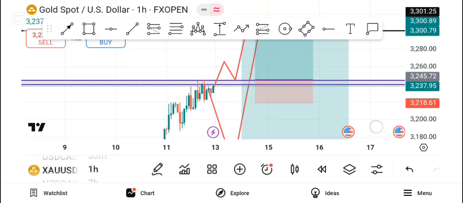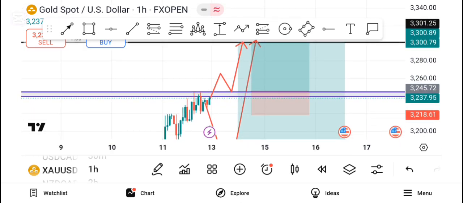Okay. This is like a 1:2 fixed reward. And it's a good trade, just take your profit over there.